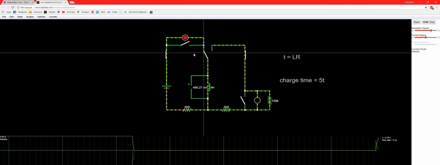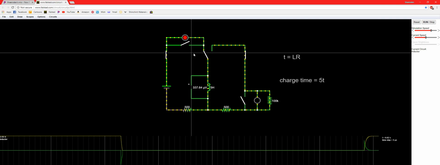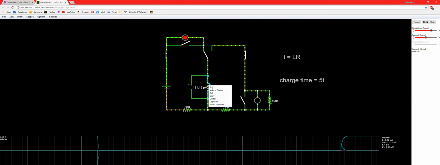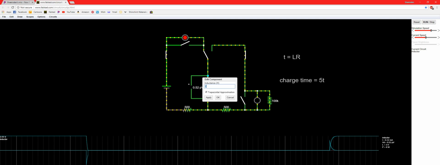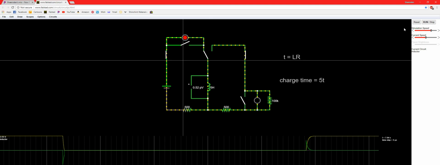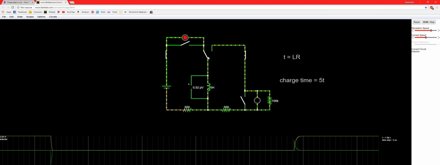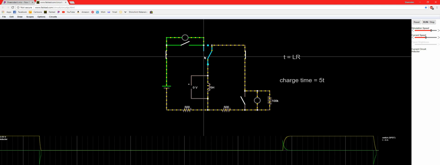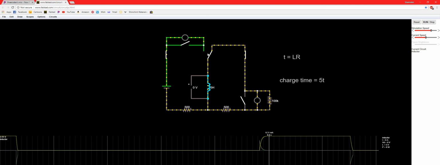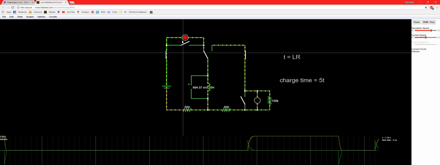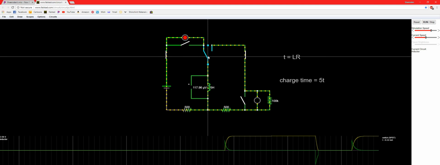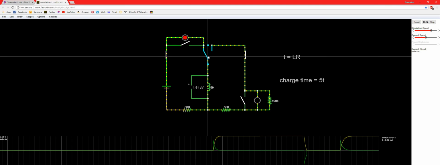I'm going to increase our inductance and see if we can get a longer time constant out of that. So we did get a longer time constant. You can see, yes, that the LED started off dim and then grew brighter over time.